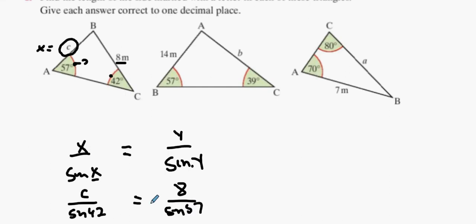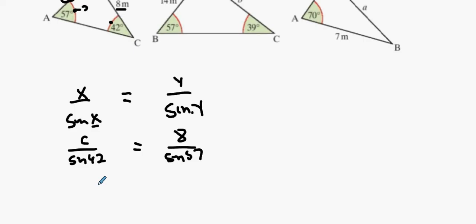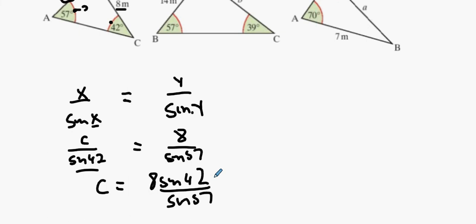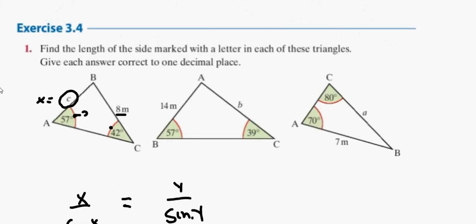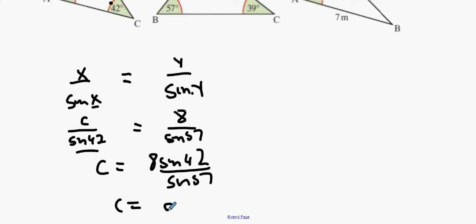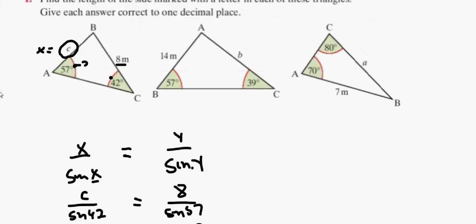And now you're pretty much ready to do this. All you gotta do is say C equals 8 sine 42, the sine 42 is division on the left, makes a multiplication on the right, all over sine 57. Put that all into your calculator, making sure that it's in degree mode, and you should get 6.38 as your answer. And to one decimal place, C will equal 6.4. Is it meters? 6.4 meters, okay?